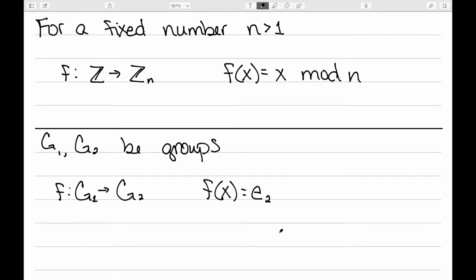For another example of a homomorphism, if I take any two groups, G1 and G2, I can define the function f going from G1 to G2 by f(x) equal to E2, where E2 is the identity of G2. So I could map every element of my first group to the identity of the second group. And this would be an example of a homomorphism that is neither surjective nor injective.